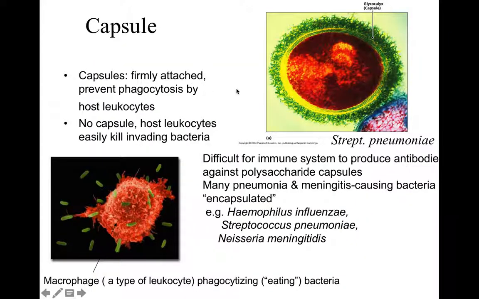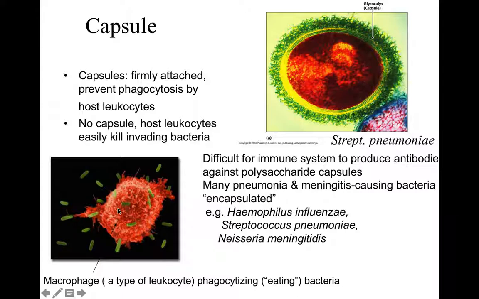Capsules are firmly attached to the outside of the bacterium. They're well organized, and their most important job is to prevent phagocytosis by host leukocytes, for example PMNs, neutrophils, or macrophages. And the reason for this, if we take a look down here at our macrophage, our big eaters, you can see they make these little cytoplasmic extensions, these pseudopods. And the first step in phagocytosis is they need to attach to the invading bacteria, here represented in green.